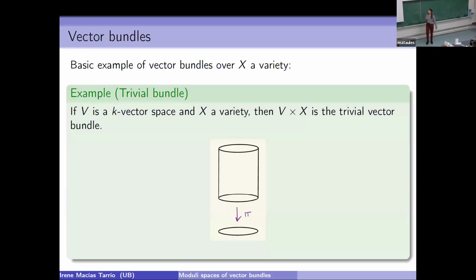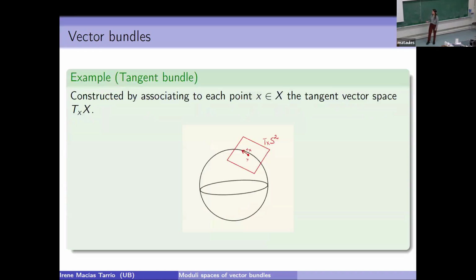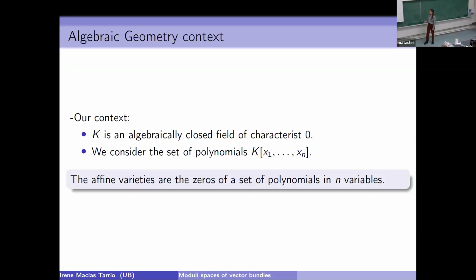So maybe you are familiar with other kinds of vector bundles. For example, this is an example of a trivial bundle. Taking S1, the circle, the cylinder will be a vector bundle over the circle. We have a projection. And this is a trivial bundle because it's constructed by making the product of a vector space with a variety, a manifold, whatever. Another well-known example of a vector bundle is the tangent bundle. We construct it by associating to each point the tangent vector space of our manifold or variety at that point. So these are examples of vector bundles in another context.